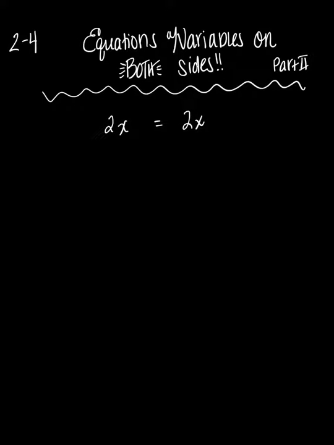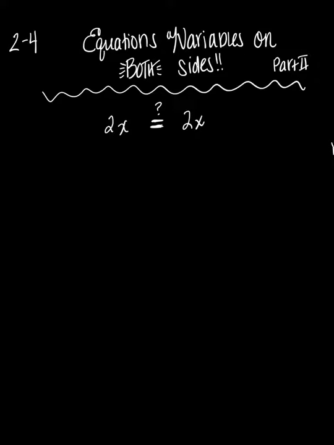Hey guys, this is just part 2 of equations with variables on both sides. Notice I have an equation because I have equal signs. I have something on either side, and we're going to look at this problem here and see if this could possibly be true. Besides looking at it, let's see if I can plug in some variables so that I can prove that this is true.